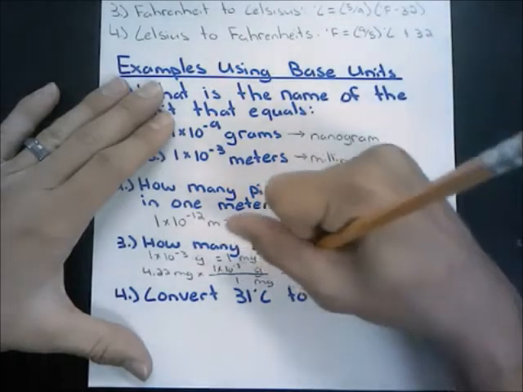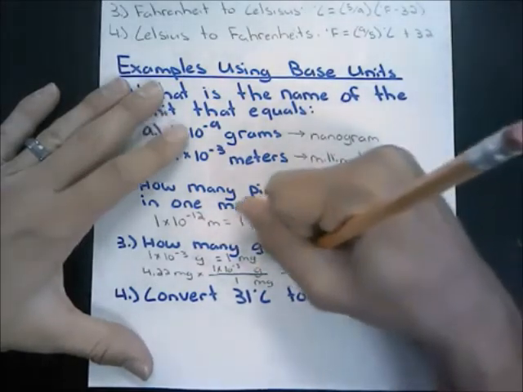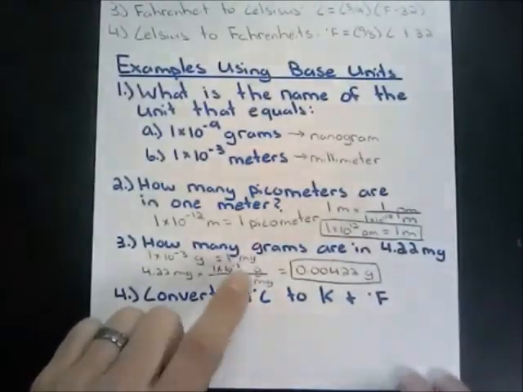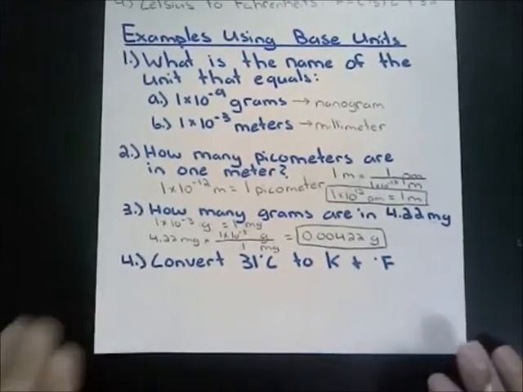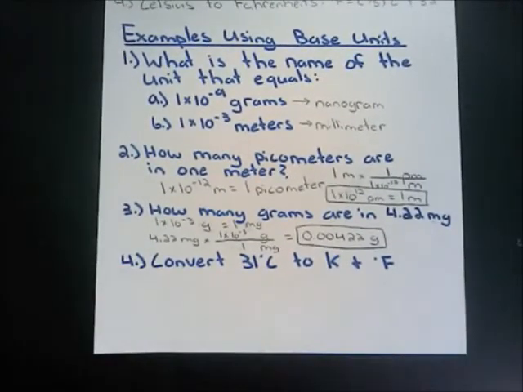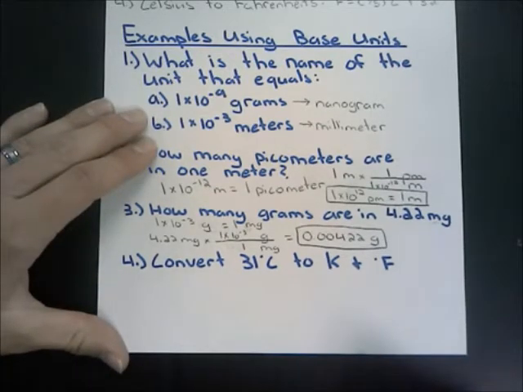Again, I made a little mistake here because I wrote down the conversion factor, but always take your time in that particular process. Our last problem that I want to do with our SI base units is convert 31 degrees Celsius to Kelvin and to degrees Fahrenheit. So first we'll convert to Kelvin.